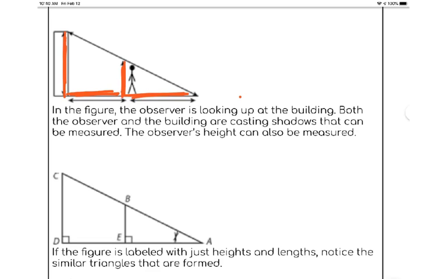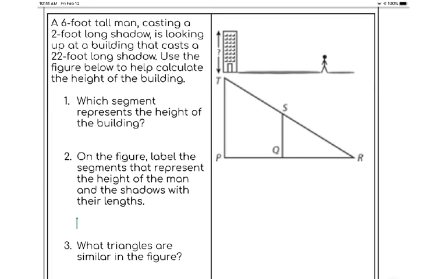Okay, so here we labeled them with some points so that we can identify those triangles a little easier. So let's look here. We have a 6 foot tall man. Okay, so this man here is 6 feet tall, casting a 2 foot long shadow. So his shadow is 2 feet. And he's looking up at a building that casts a 22 foot long shadow. So the building's shadow is 22 feet long. Use the figure below to help calculate the height of the building.